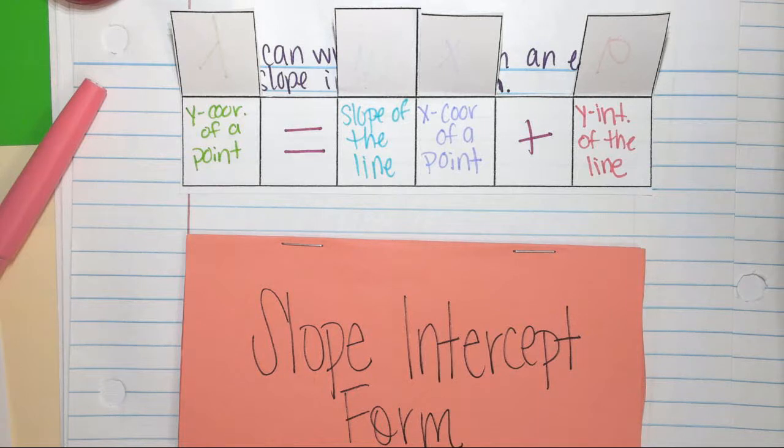Alright, so y is the y-coordinate of any point on that line. M is the slope. X is the x-coordinate of any point on that line. And B is the y-intercept. So are y and B the same thing? No, they are two different things. Because the y-intercept is different than just a y-coordinate of a point. Does everybody understand so far?